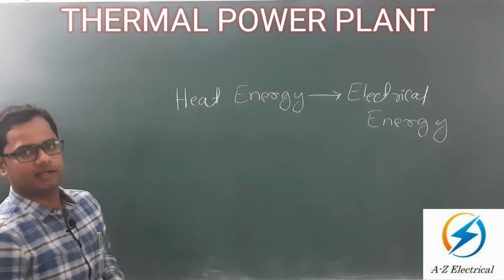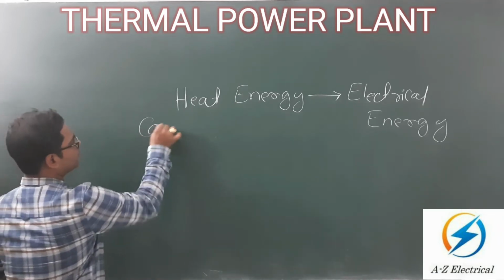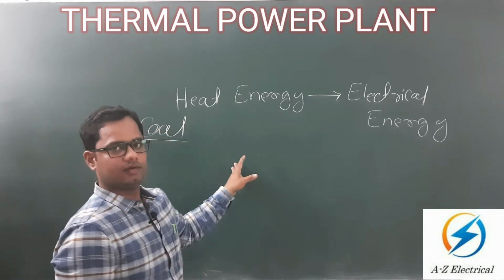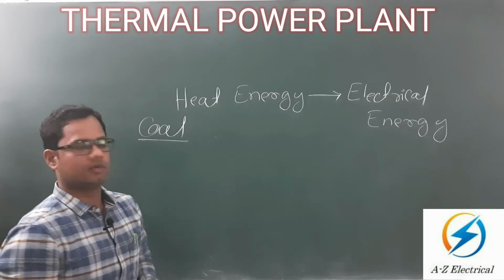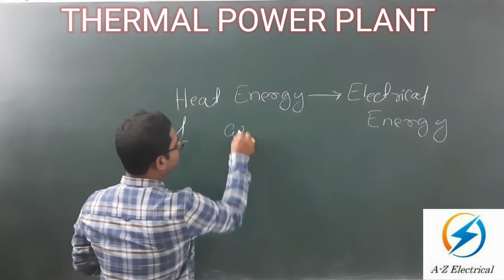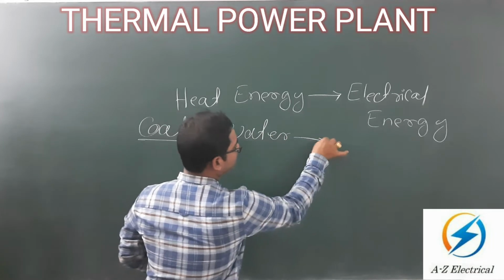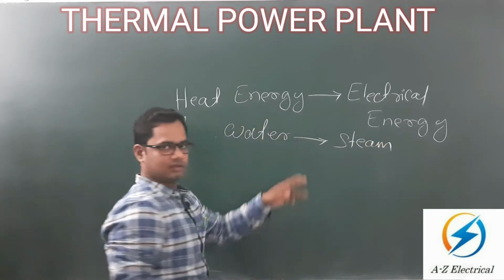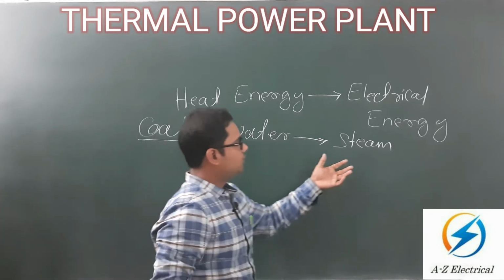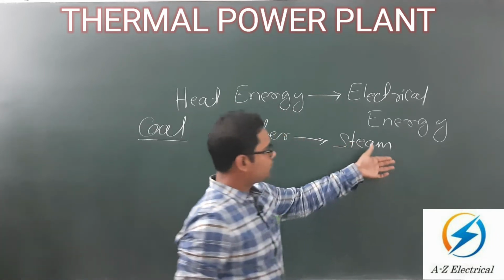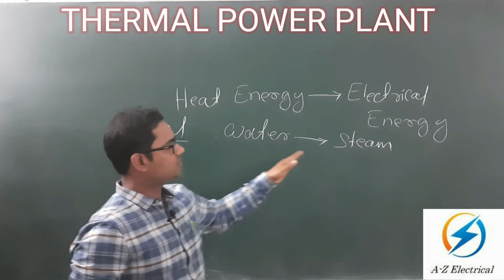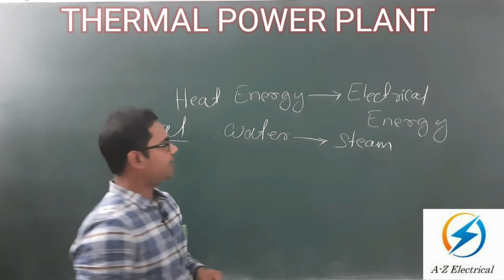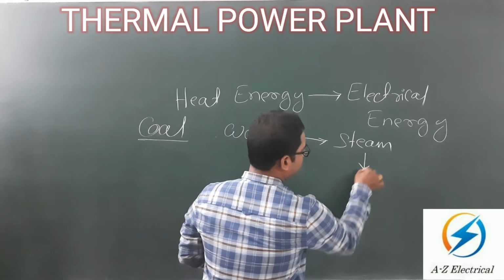The heat is generated from the burning of your coal. From the burning of your coal, heat is generated, and that heat will convert your water into steam. And the steam, if you put the steam in a system, it will strike the turbine blade, then it will produce your electrical energy.